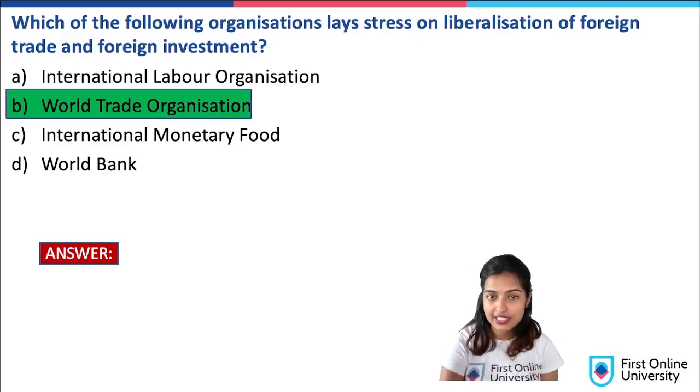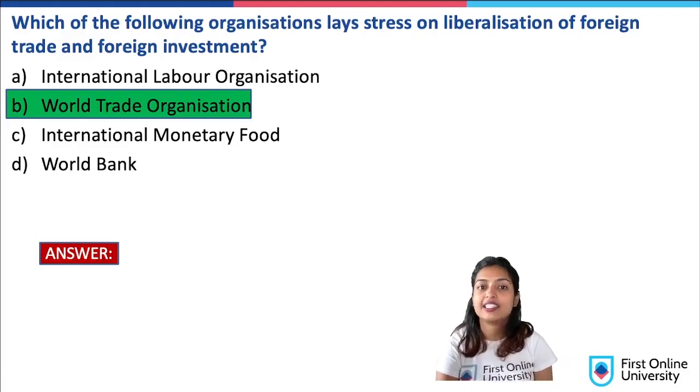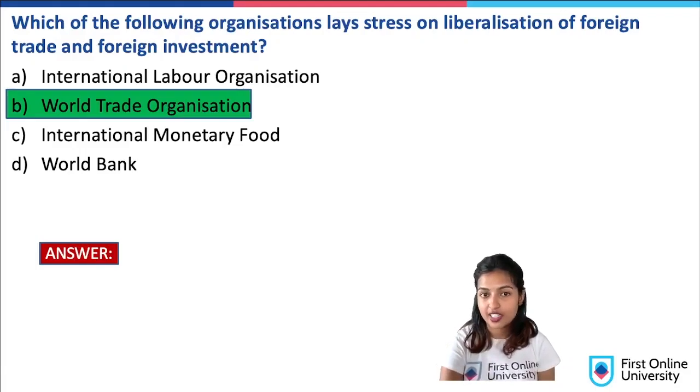ILO is that United Nations body that oversees the different labor policies taken by different countries. IMF, that is International Monetary Fund, and World Bank are the financial institutions that come under the United Nations and they take up the different financial policies of the countries.